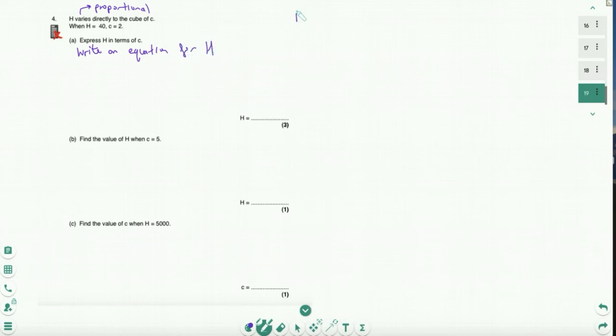So step 1, we're going to do our proportion statement. H is proportional directly to the cube of c. So h is proportional to not just c, but the cube of c. And it varies directly, so it's going to be k times c cubed. So that's step 1. Okay, let me bring that h closer. H is proportional to the cube of c directly, so it's k times c cubed.